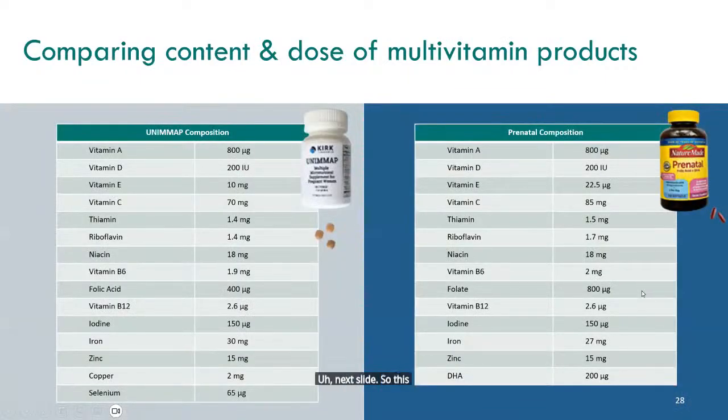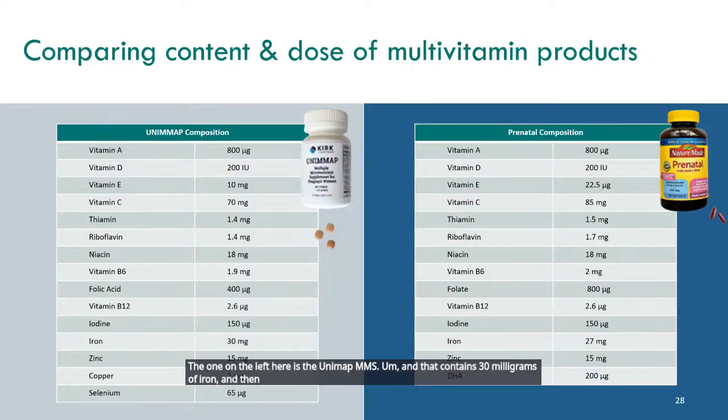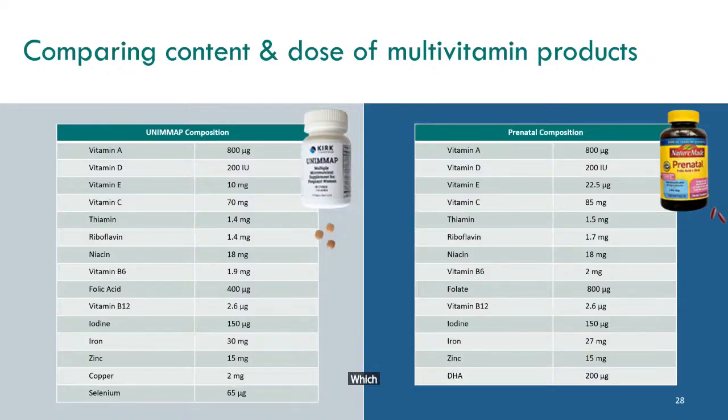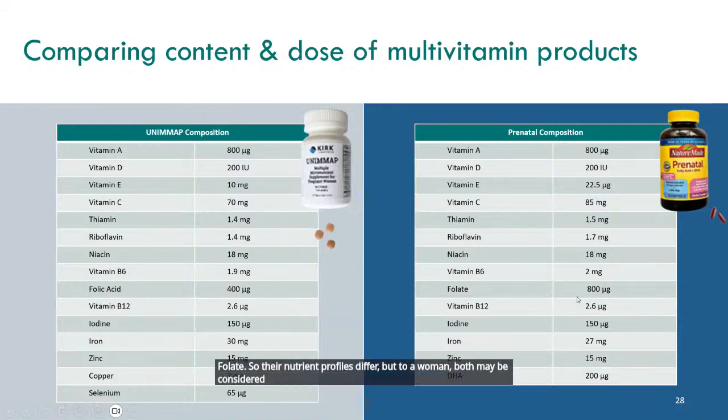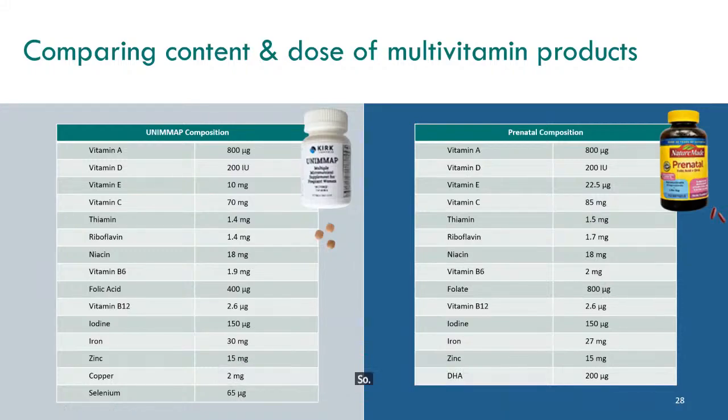So this is just a comparison of two MMS products. The one on the left here is the UNIMAP MMS, and that contains 30 milligrams of iron. And then the one on the right, which is a common private product, has 27 milligrams of iron and 800 micrograms of folate. So their nutrient profiles differ, but to a woman, both may be considered prenatal vitamins. So which ones count as MMS? Next slide.